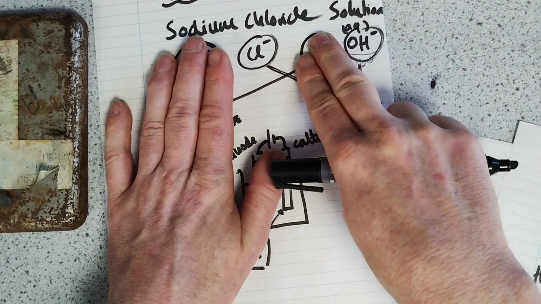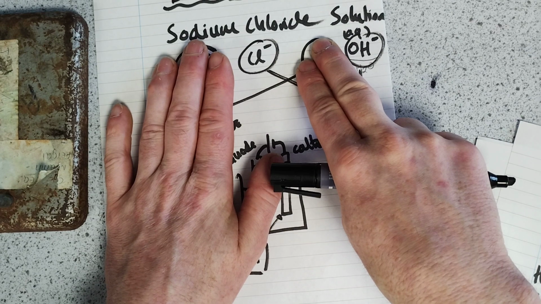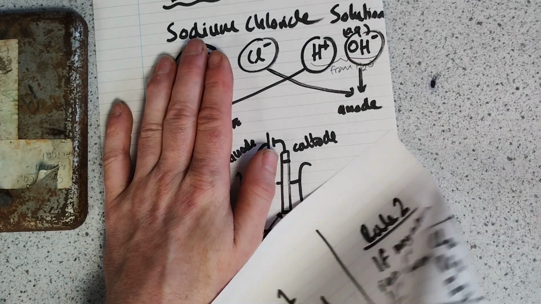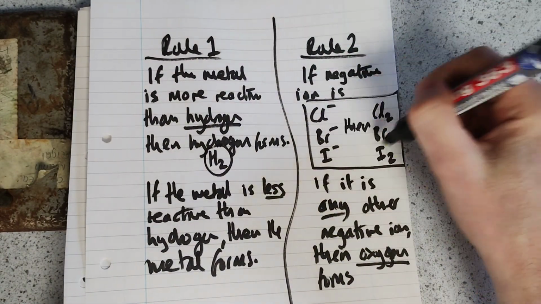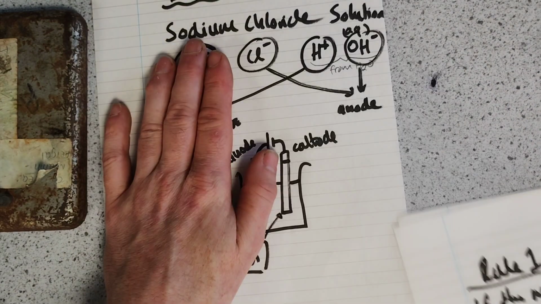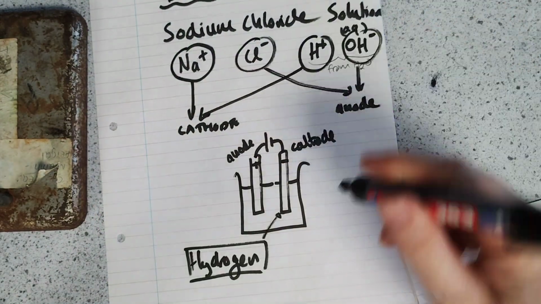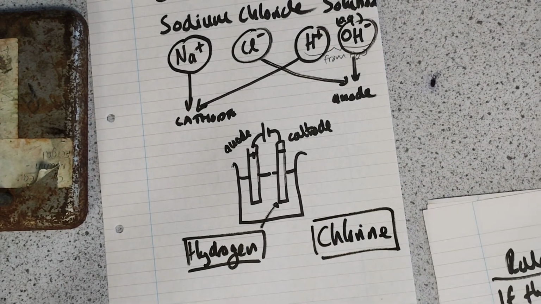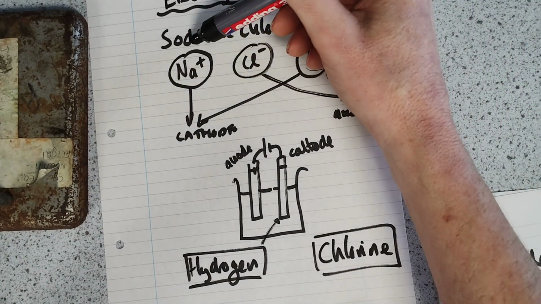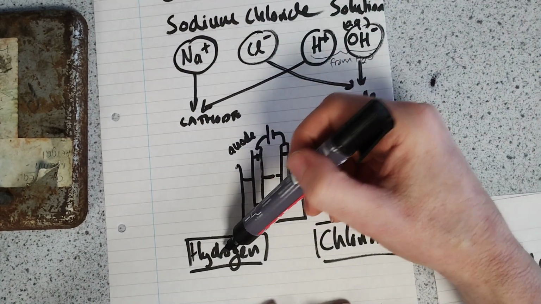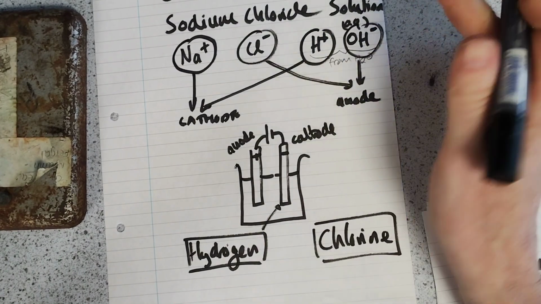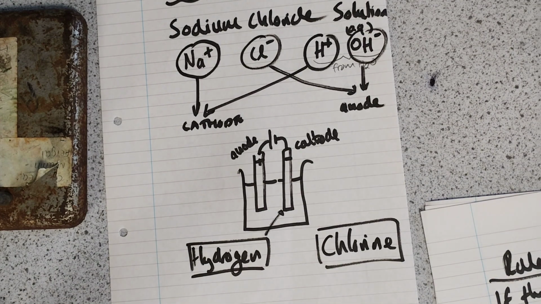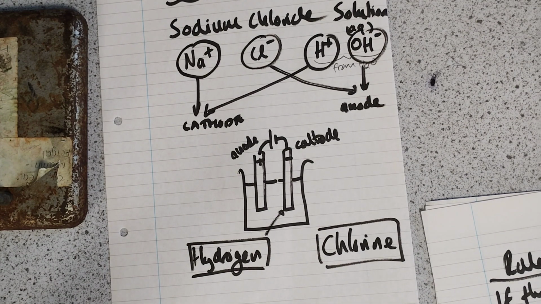All right, now I'm going to look at the other rule. I've got chloride ions and OH minus ions. My rule is if it's Cl minus, Br minus, or I minus, you make chlorine. Well, I've got some Cl minus. Look, there it is. So I'm just going to simply make chlorine. So in this case, if I electrolyze sodium chloride, I will make hydrogen and chlorine. No sodium at all. No sodium will be formed. I will make hydrogen and chlorine. All right, you okay with that? We'll do a few more examples and then you will be okay with it.